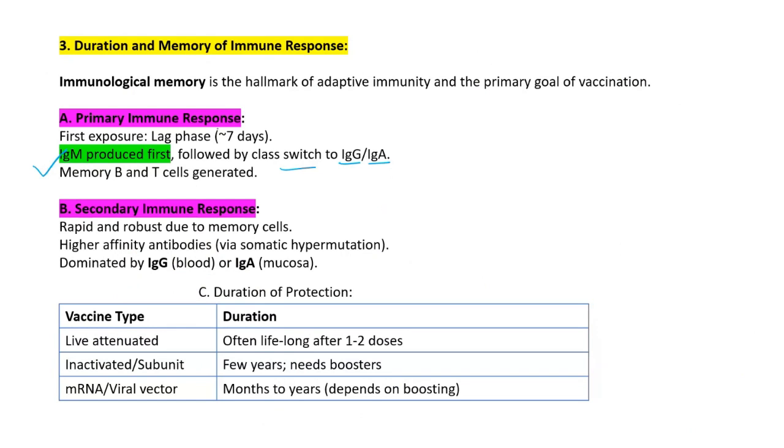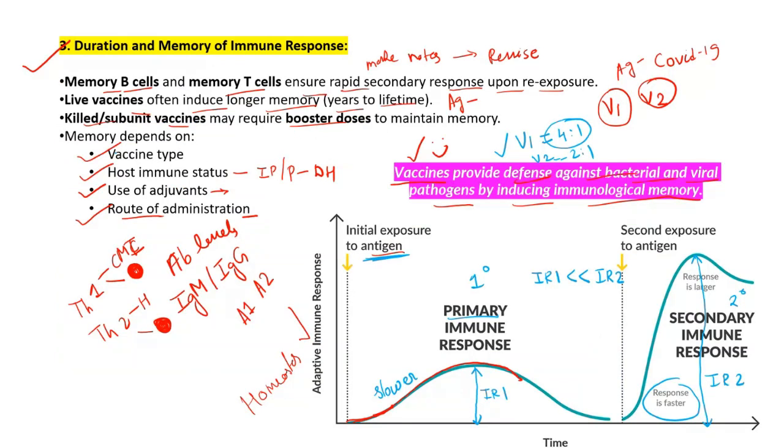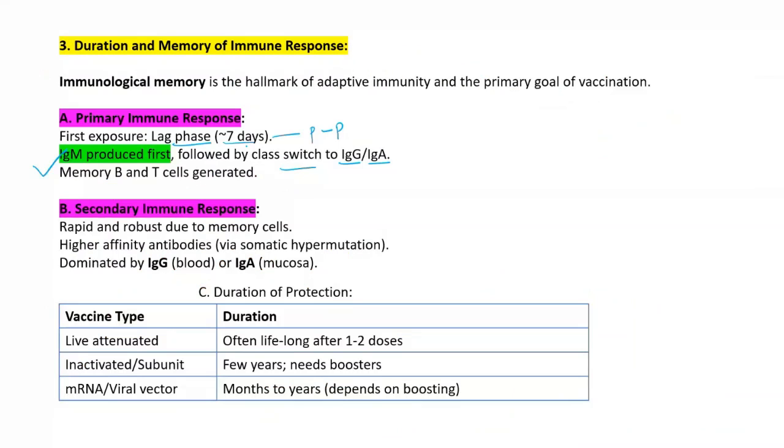So in primary immune response, generally it takes time about 7 days, and also it depends on person to person, ये depend करेगा, because these factors will be guiding the overall output, host immune status, and actually every factor will be influencing the output, but majorly host immune status will decide whether it will take 7 days, 4 days, 3 days, or like that. So IgM will be produced first, followed by class switch to IgG or IgA, secretory IgA. Memory B and T cells are generated.